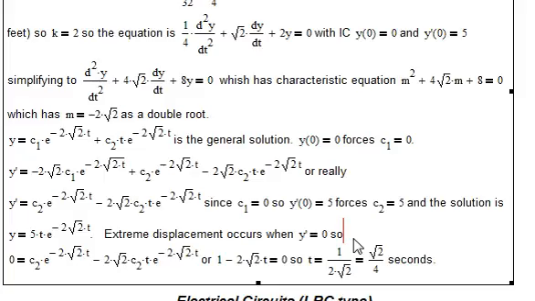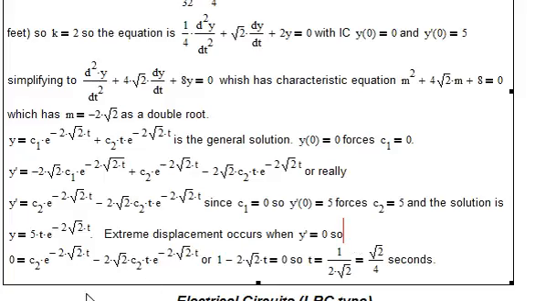So extreme displacement occurs when y prime, the velocity, equals 0. Think about it. You got a spring bouncing up and down. When is it going to be at its furthest point? The answer is when it's temporarily stopped at the end of its displacement.